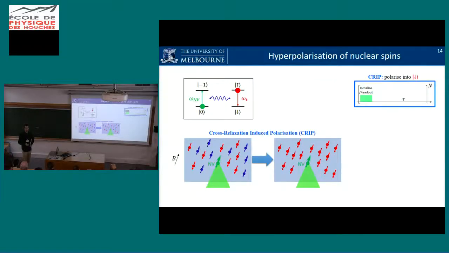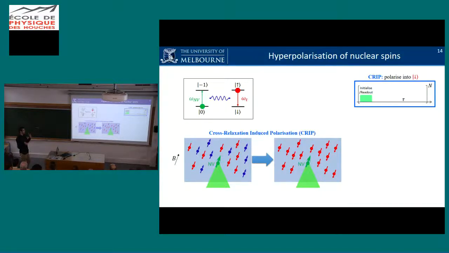So the idea of hyperpolarization here is very simple. It's an example of DNP where we use the polarization of the electron spin, here the NV that we polarize optically, to transfer that to nuclear spins. And the way we transfer that polarization is by using, again, those cross-relaxation resonances. So again, we have our NV on resonance with a nuclear spin. If we initialize the NV in 0, it will interact with the target spin only if it's in the up state. If the target is in the down state, there's no interaction. And in that case, they will flip-flop.